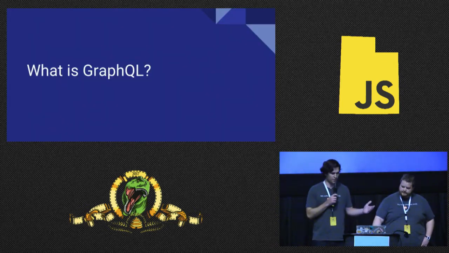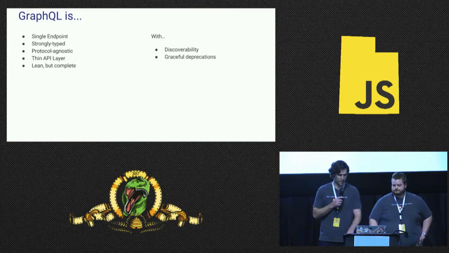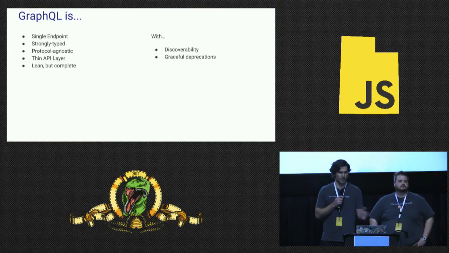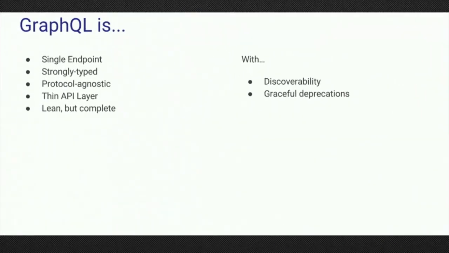So that brings us to GraphQL. What is GraphQL? The question we get asked. It's an open source project by Facebook. It's a single endpoint like SOAP, strongly typed, the schema is well defined. You get your input-output validation generally taken care of when you're dealing with basic scalar types. It's protocol agnostic. You can basically use any protocol that can be used to transmit a string, you know, HTTP, WebSockets, AMQP. It's a thin API layer. We'll talk about this a little bit more in a second.